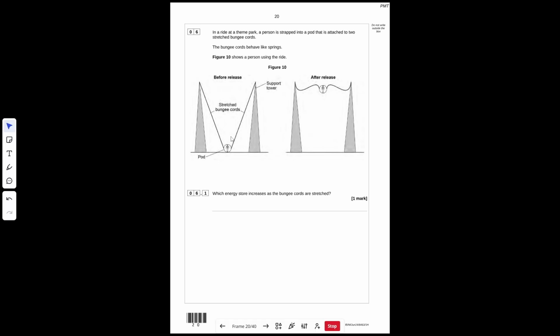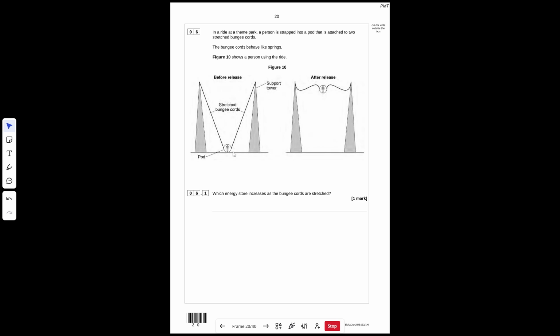When the bungee cords are stretched, well, they've already given us a clue. They've said that the bungee cords behave like springs. When the bungee cords are stretched, they will have an elastic potential energy store. So you can even verify that yourself by taking a look at the system.